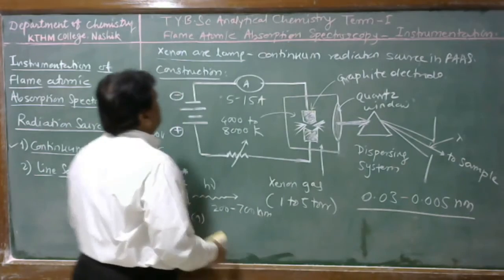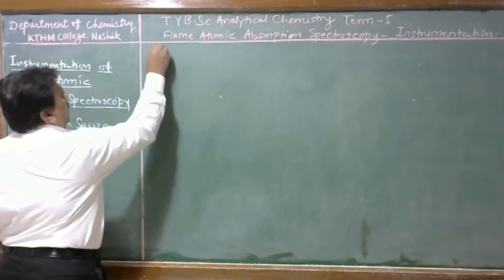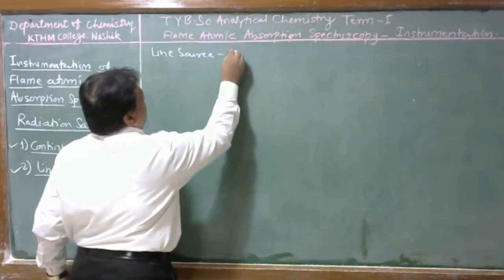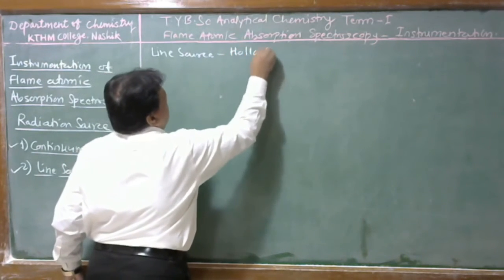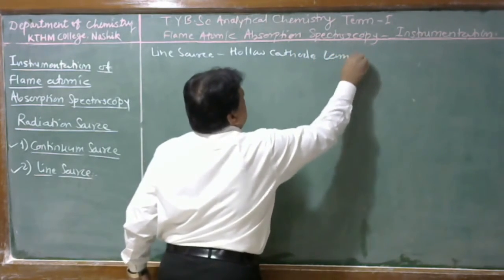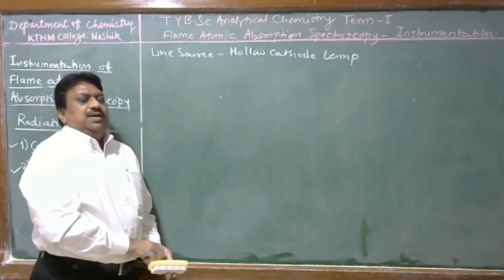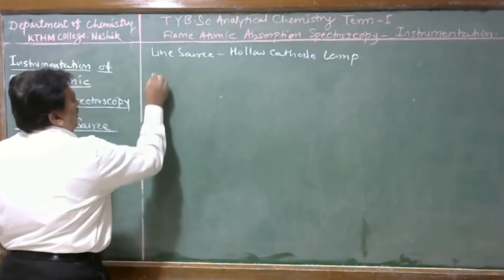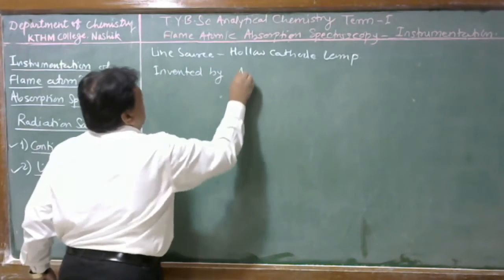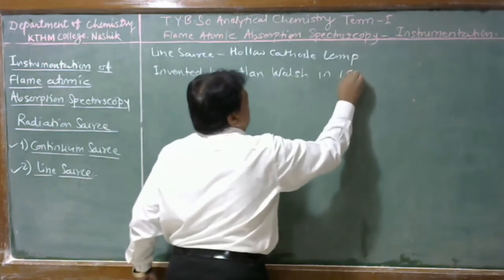Student, now we discuss the second type of radiation source, that is called a line source. Line source in flame atomic emission spectrophotometer is the hollow cathode lamp. This hollow cathode lamp is a line source used in atomic absorption spectrophotometry. The line source was invented by Alan Walsh in 1955.